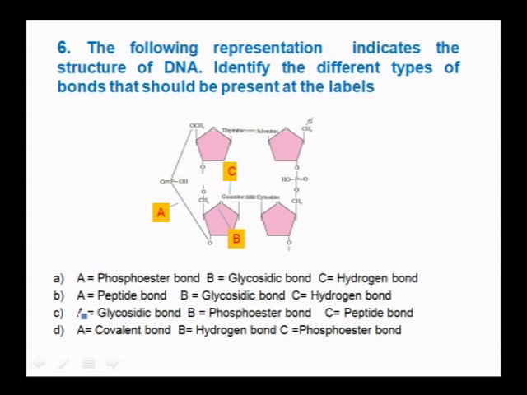Option B, or sorry, the label B. Label B is indicating a bond between the pentose sugar and the nitrogenous base that is extending from the first carbon. We call this as glycosidic bond. And the third label C is indicating the bonds between the two nitrogenous bases like guanine, cytosine. This is indicating the hydrogen bond. So A is phosphoester bond, B is glycosidic bond, C is hydrogen bond. The right answer for this question is option A.